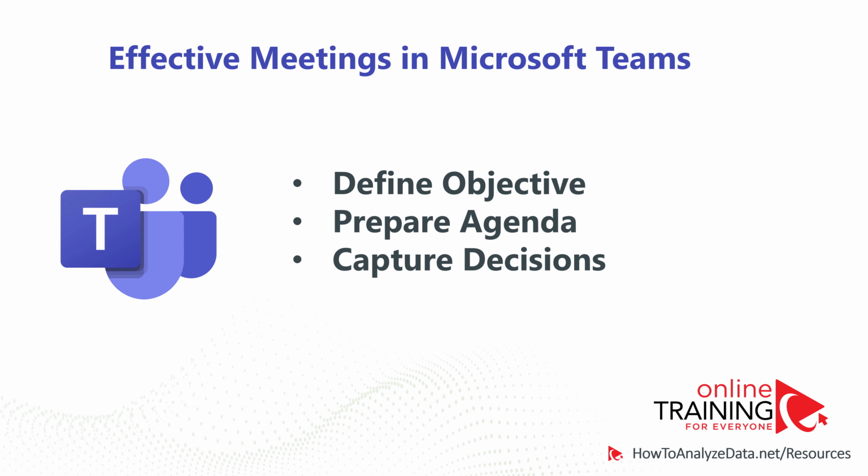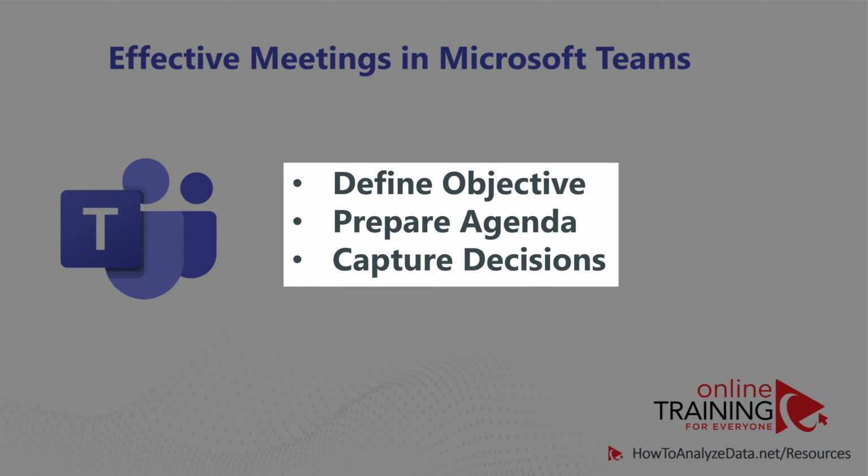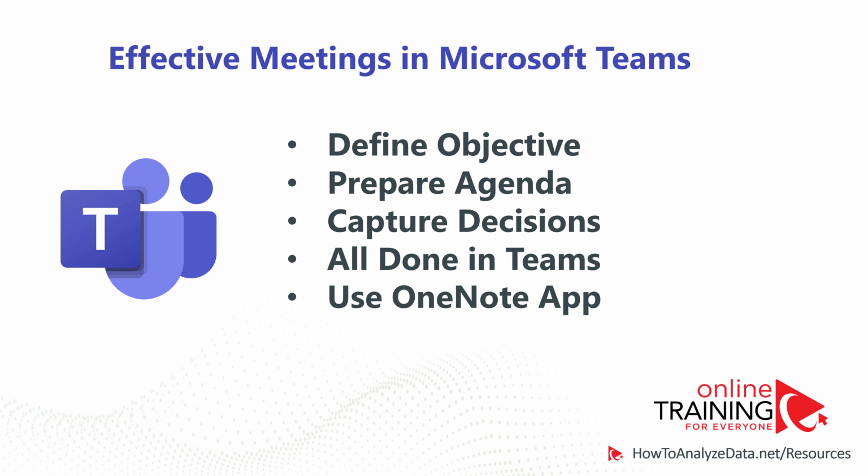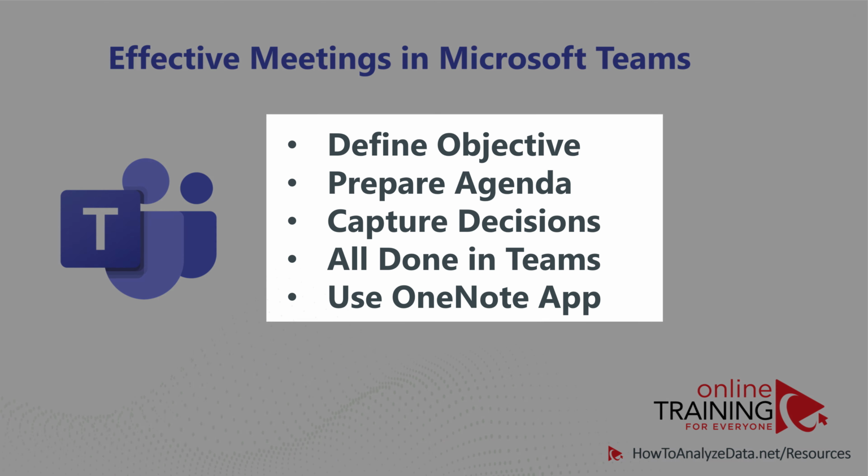She also realized that we need a lot of collaboration with other people to be successful. Based on Patricia's experience, there are 3 essential criteria to be successful with all the meetings. You need to define an objective for the meeting, you need to prepare an agenda for the meeting, and you need to capture the decisions and outcomes. Patricia did a little bit of research and realized that all of these functions could be done within Microsoft Teams.